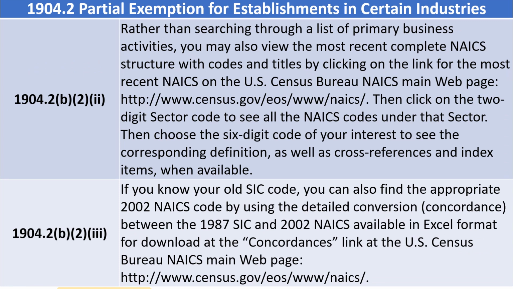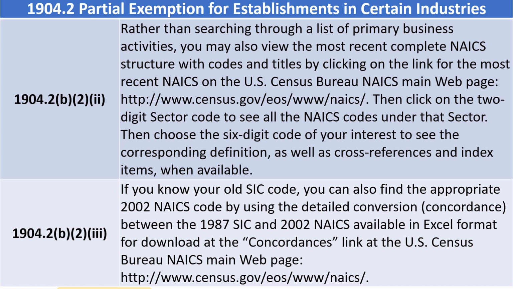Rather than searching through a list of primary business activities, you may also view the most recent complete NAICS structure with codes and titles by clicking on the link for the most recent NAICS on the U.S. Census Bureau NAICS main webpage, http://www.census.gov/eos/www/NAICS/. Then click on the 2-digit sector code to see all the NAICS codes under that sector.